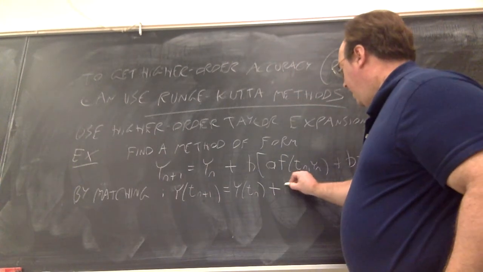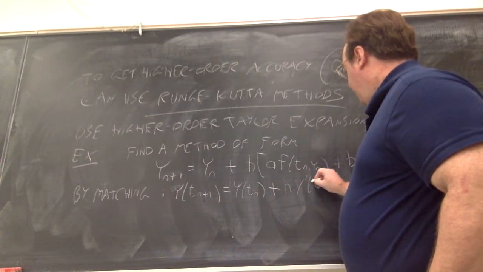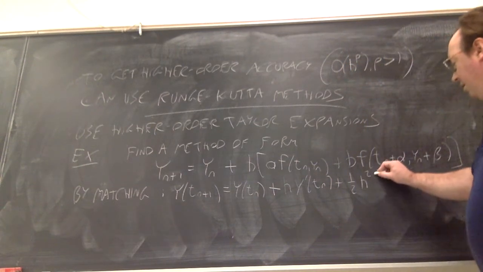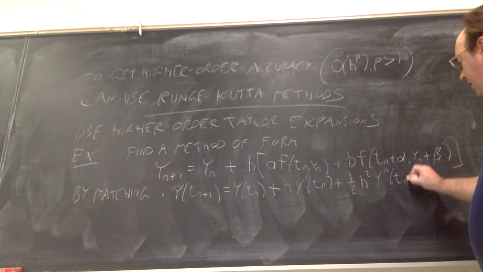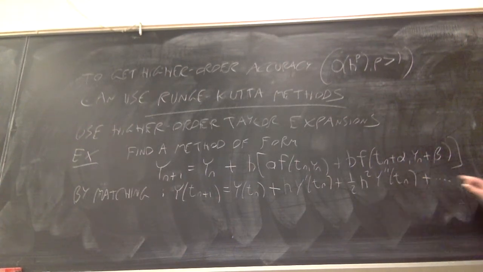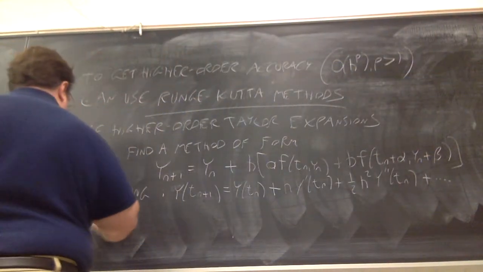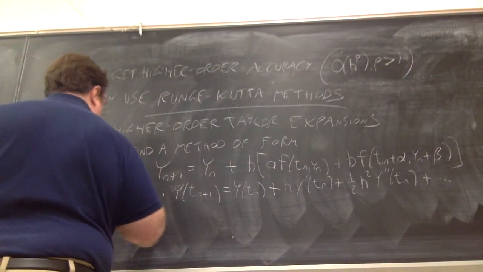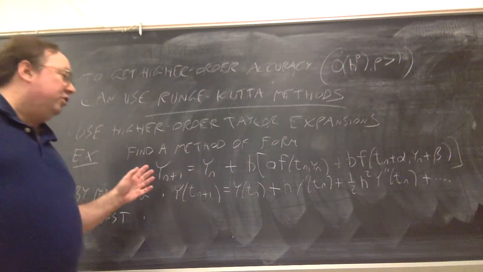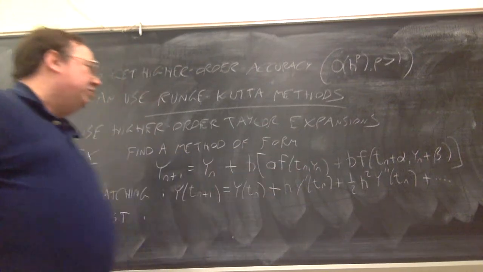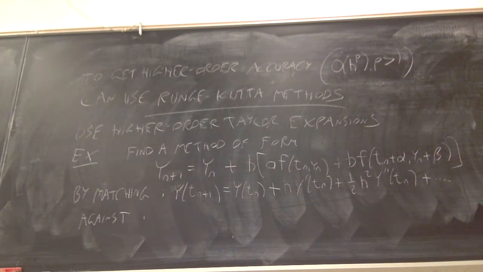So then I would have h y prime of tn plus 1/2 h squared, y double prime tn, and so forth. I'm not going to need to go any further than that. So this is one Taylor expansion. And then the other Taylor expansion is going to come from here, where I just Taylor expand f.